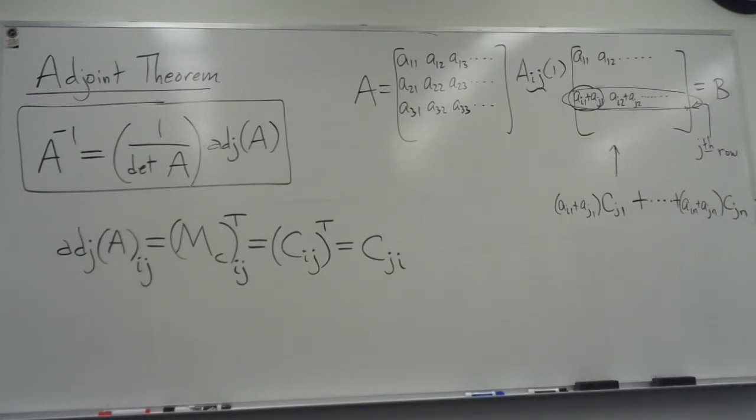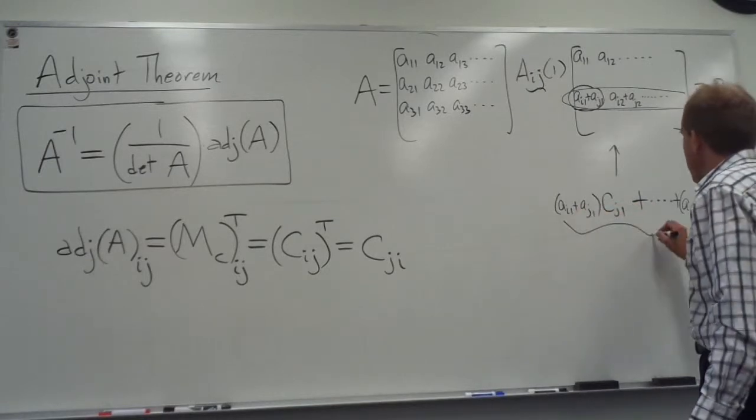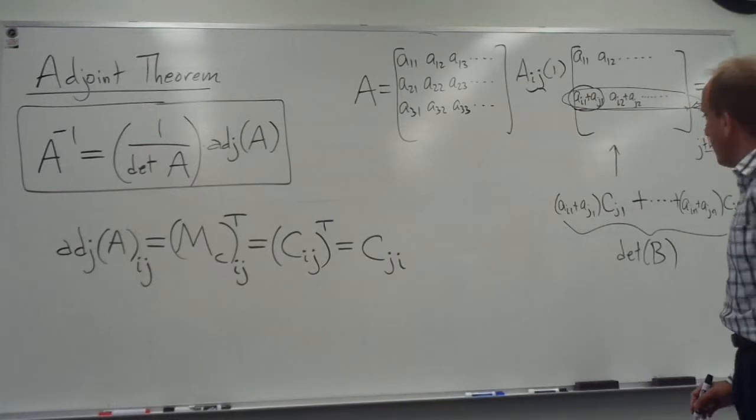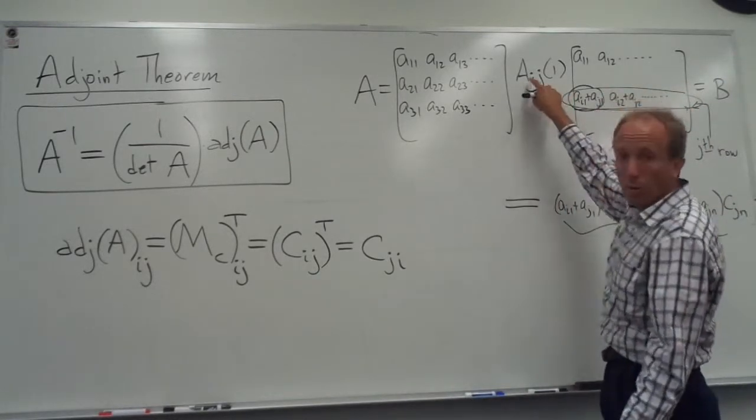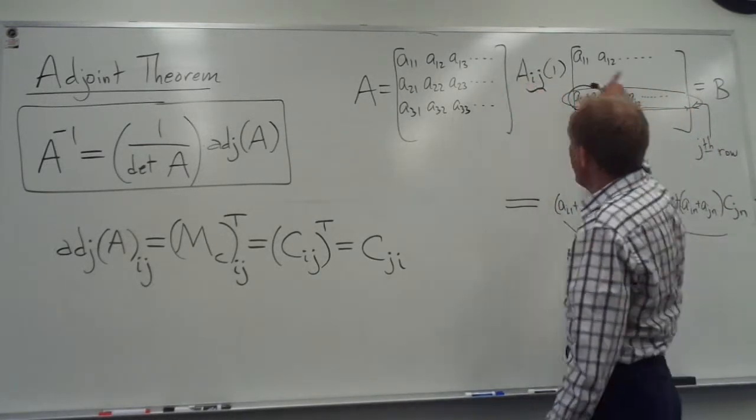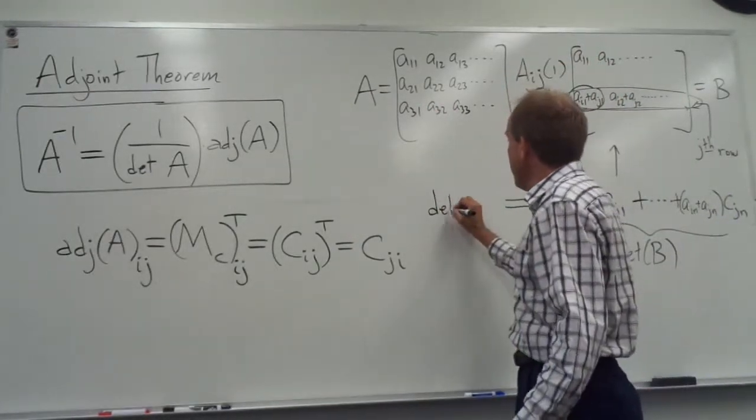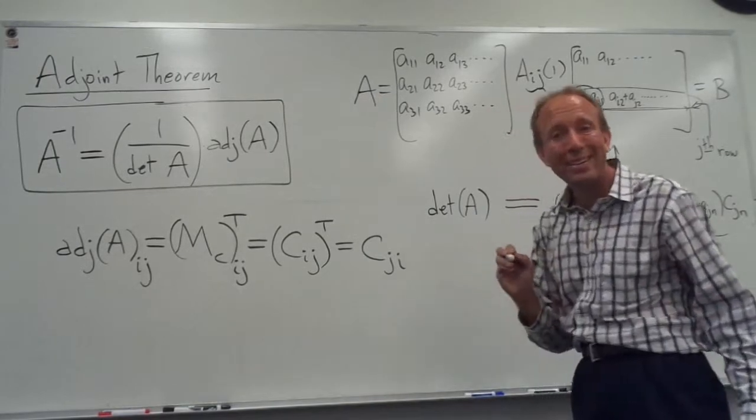Okay? And what is this going to give you? This is going to give you the determinant of B. But look what ERO you did. You did the ERO that doesn't change the determinant at all. So this is the same as the determinant of A.